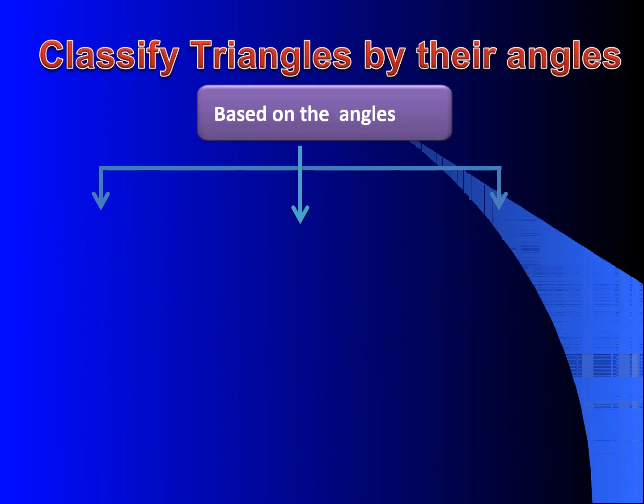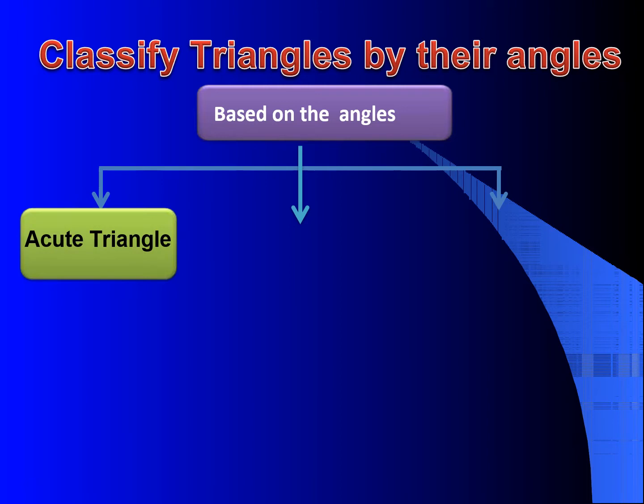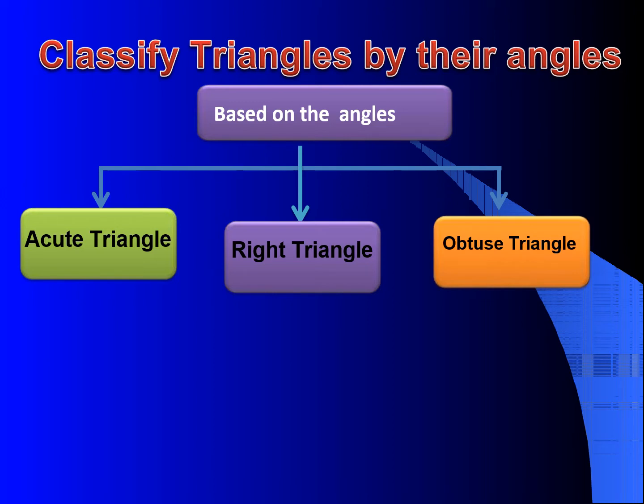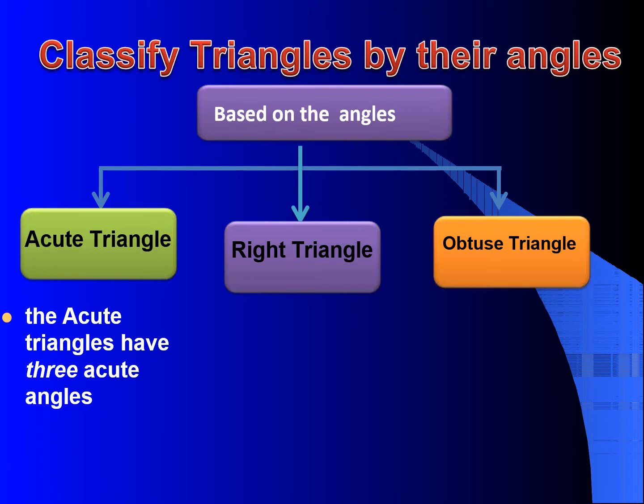Okay, guys, classifying triangles now by their angles. As I said to you, there is another classification according to the angles of the triangle. Here also there are three types of triangles. The first one is called an acute triangle. The second one is called a right triangle. The third one is called an obtuse triangle. Firstly, for the acute triangle, if there are three acute angles in the triangle, that triangle is going to be named an acute triangle. So acute triangles have three acute angles.